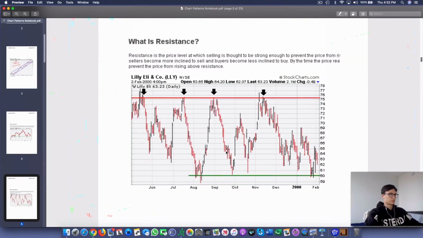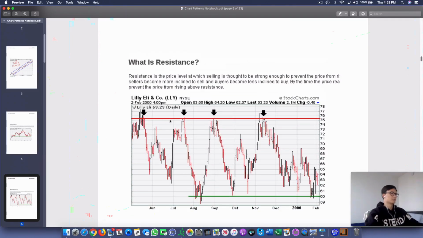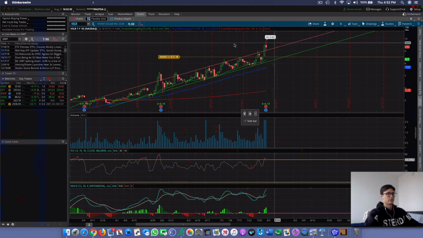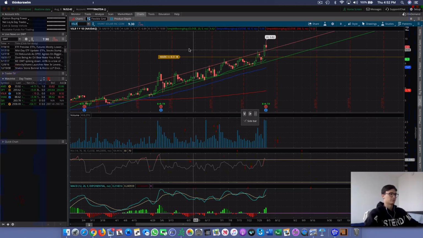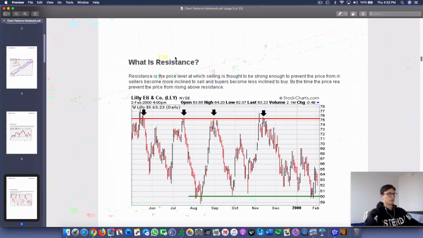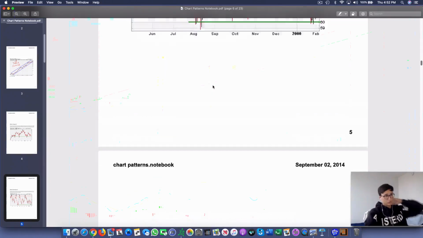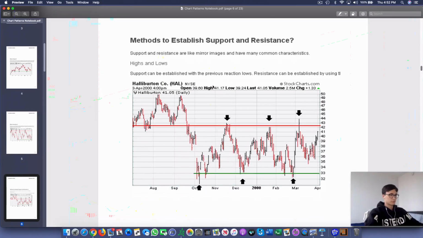Now we go into resistance. And what is resistance? Basically, it's the same thing as support but reversed. It's when a price keeps on getting rejected at a certain level or certain price, and then it comes back down to support, and basically what we see here on VSLR. You could still identify support and resistance lines when a trend is consolidating, which means when the prices are moving in a horizontal manner. So you kind of get the point. So that would be resistance levels and support levels.